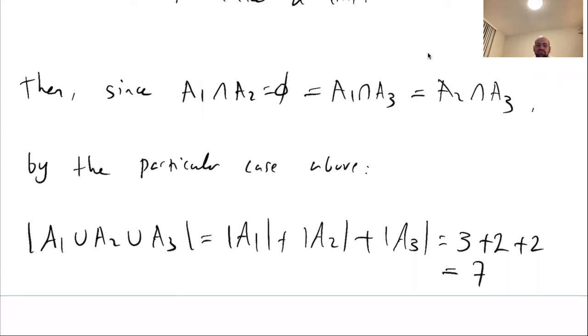So this was the particular case of the principle of inclusion-exclusion when there is no intersection between any two sets. In that case, we simply need to add the number of elements in each set to get the number of elements in the union. Okay, guys, so this is about the first section, where we covered some basic tools of counting.